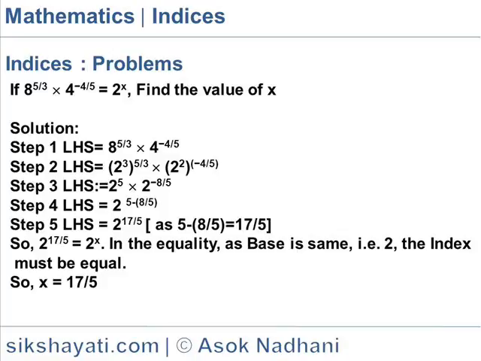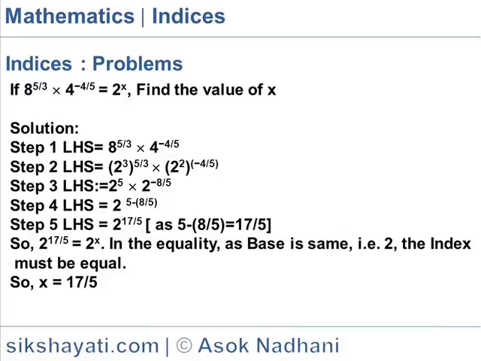So we can write the left hand side as 8 to the power 5 by 3 into 4 to the power minus 4 by 5, as shown in step 2. We get 8, you can write 2 to the power 3. So 8 to the power 5 by 3 becomes 2 to the power 3, to the power 5 by 3. Similarly, the second part, 4 you can write as 2 square. So 4 to the power minus 4 by 5 you can write as 2 to the power 2, to the power minus 4 by 5.